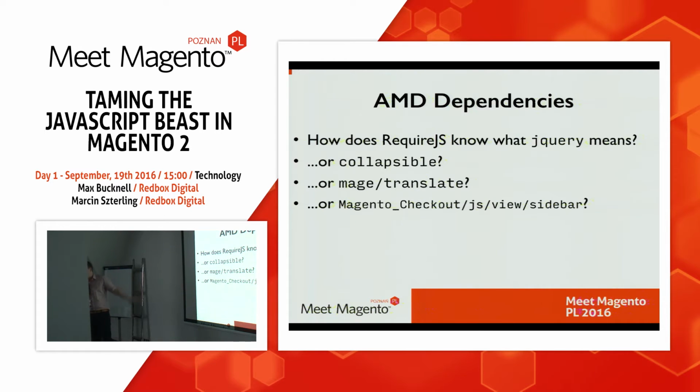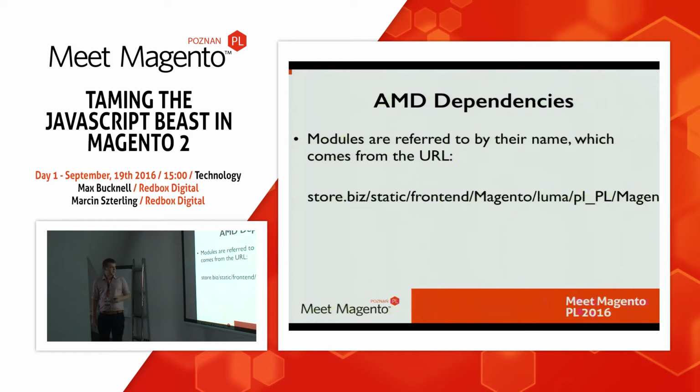We're going to take that last example first, because that's the boring one. So, in general, RequireJS modules are specified by a portion of their URL. And you can see here, this is a typical looking static file URL for a Magento 2 site.